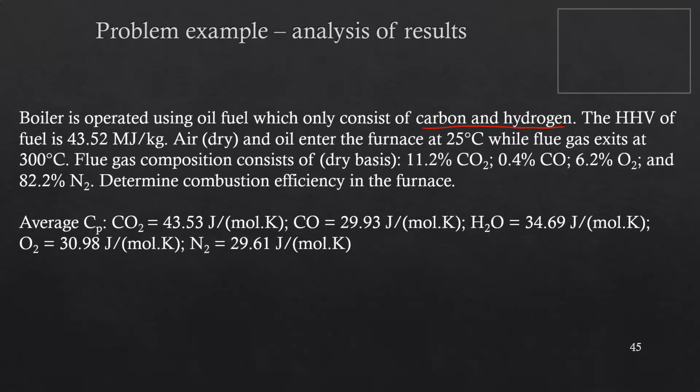The flue gas composition in the dry gases is 11.2% carbon dioxide, 0.4% carbon monoxide, and 6.2% oxygen, while the rest is nitrogen, 82.2%. We need to determine the combustion efficiency again in the furnace. The information given in this problem also includes the heat capacity for each gas: CO2, CO, water vapor, and also oxygen and nitrogen.